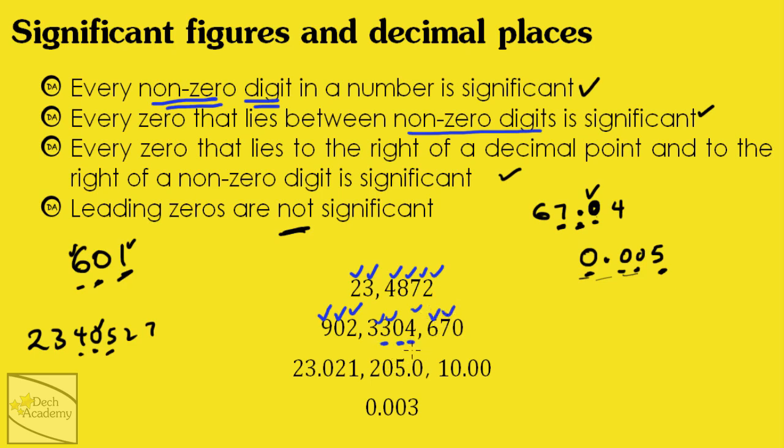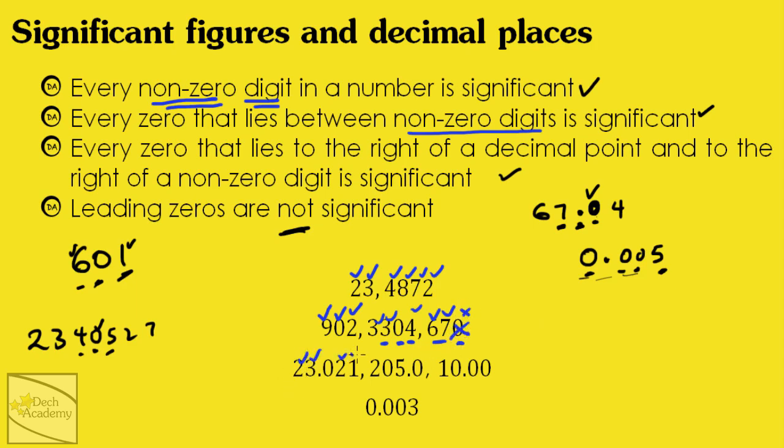6 and 7 here are significant, but 0 is not significant because it doesn't obey any of the rules here. I mean, it's not between two non-zero digits. It's not a leading zero. It doesn't lie to the right of a decimal point and also to the right of a non-zero digit. So here 0 lies to the right of non-zero digits, but it's not also to the right of a decimal point. So this 0 here is not significant.